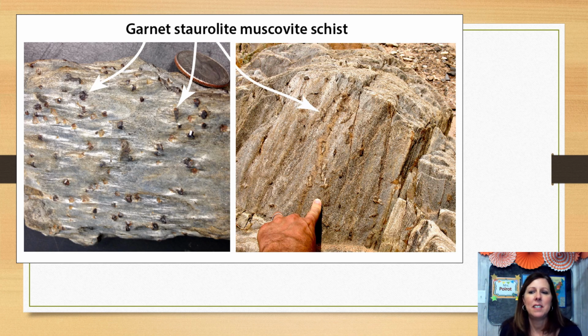With increasing temperature and pressure, phyllite may become schist, which is what we see here in this picture. This is the garnet schist. So these little specks here are the mineral garnet, which is a beautiful red stone. Sometimes they make beautiful jewelry out of it.